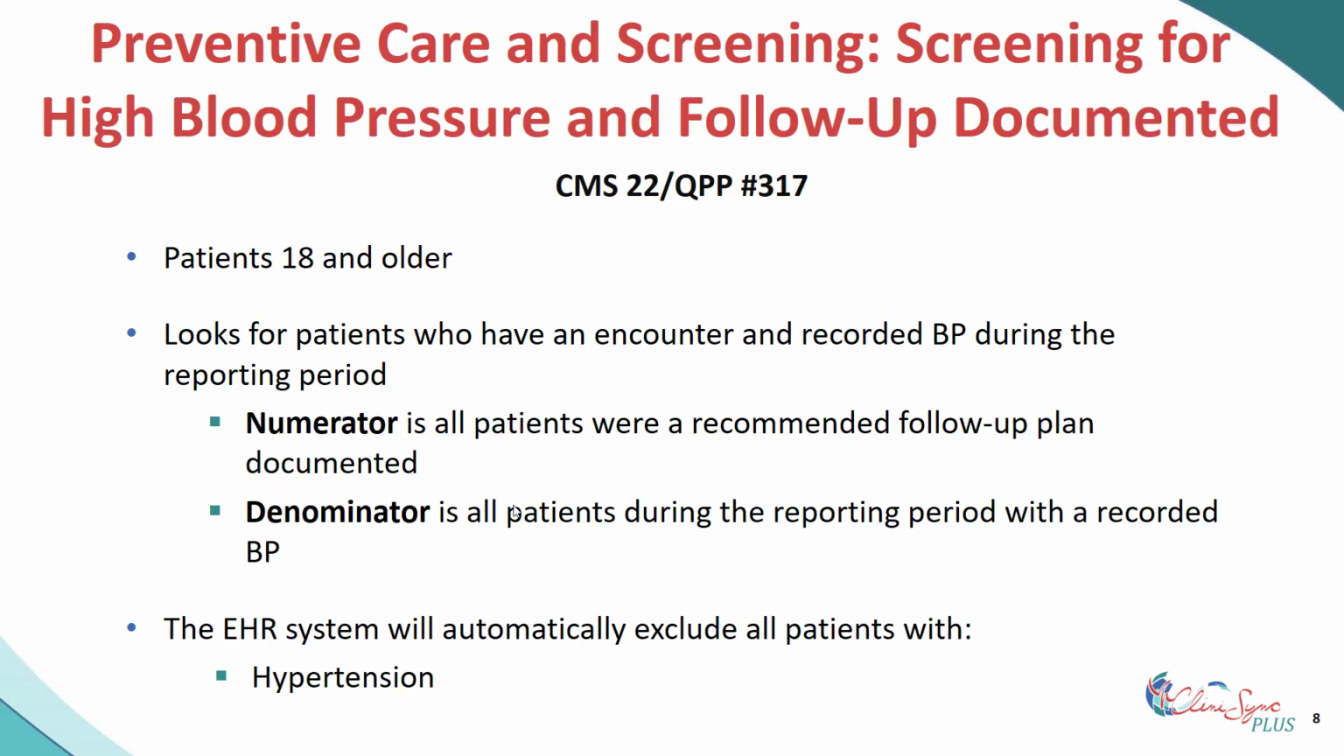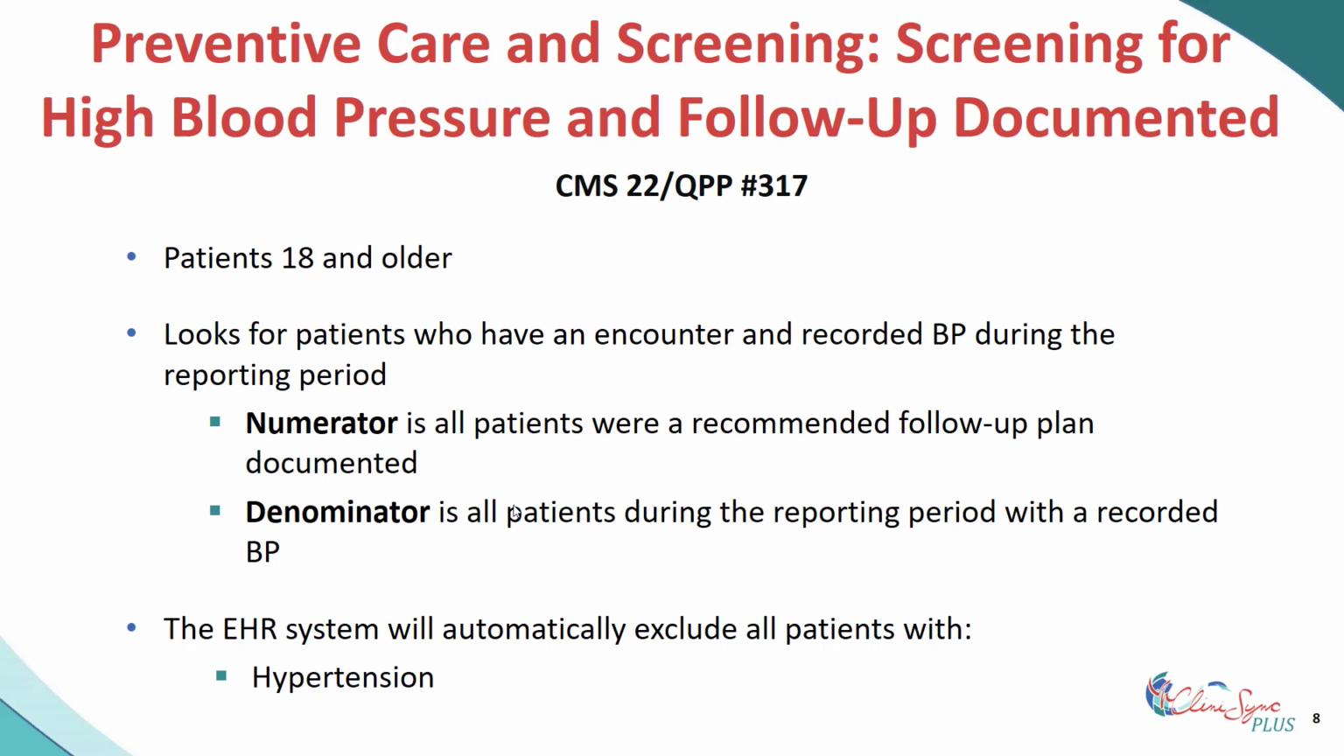The third quality measure we're going to discuss is preventative care and screening for high blood pressure and follow-up documented. This measure is also referred to as CMS 22 or QPP number 317. This measure is a bit different from the previous two in that the exclusion for the measure is hypertension. So this, in a way, can be thought of as a pre-hypertensive measure.